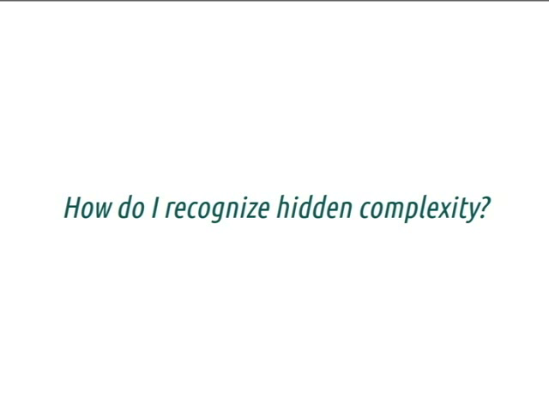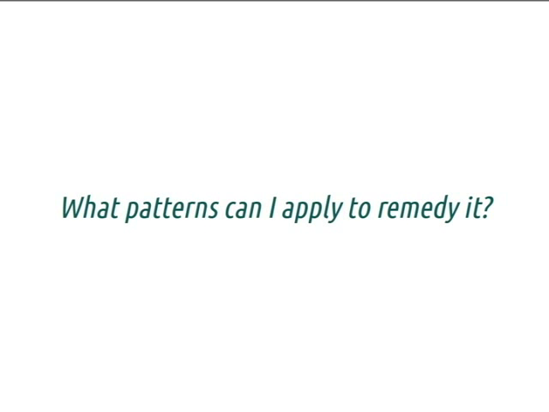So a few things I would love for you to walk away with. One, how do I recognize hidden complexity? Right? Because sometimes it's not easy. I've annotated the I/O in those things, but these so far have been simple examples. When you're talking about an existing code base, it's not always so simple to say, where is this coupled? What patterns can I apply to remedy it?